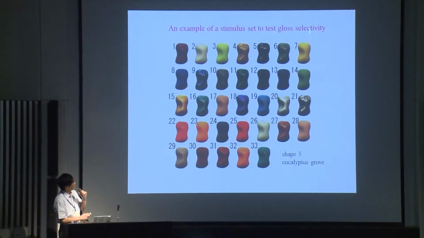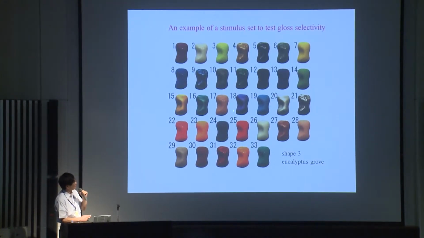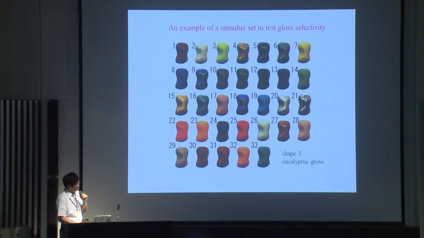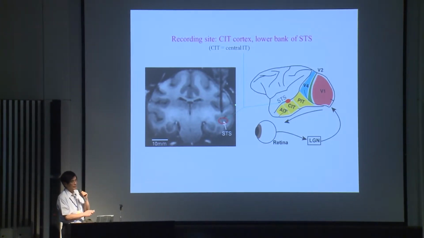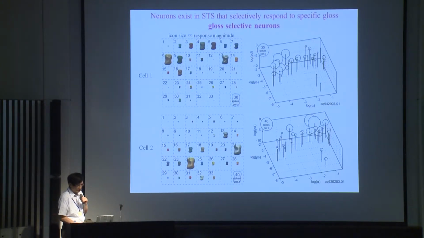So these stimuli consist of a variety of glosses, and these are presented one by one to the monkey, and we tested neural responses. And the recording site is, as I said, the lower bank of the superior temporal sulcus in central IT, CIT. And we found, this shows the results, there exist neurons in the STS that selectively respond to a specific range of gloss.